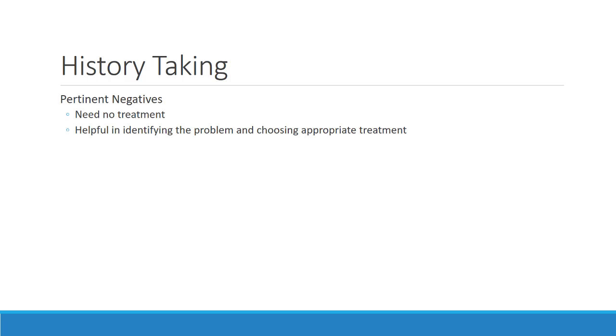Pertinent negatives are very important. Pertinent negatives need no treatment, but they are helpful in identifying the problem and choosing appropriate treatment. For example, if my patient had chest pain, but it was only in the center of the chest and did not radiate to the jaw, for example, that's important.